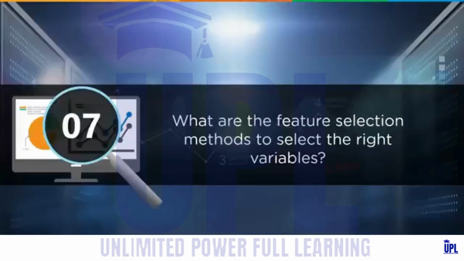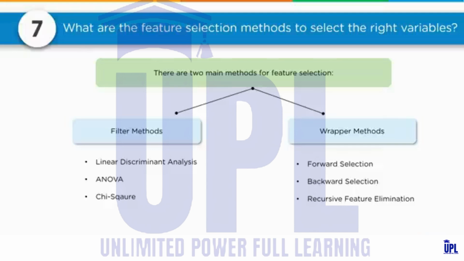What are the feature selection methods to select the right variables? There are 2 main methods for feature selection: filter methods and wrapper methods. Before we discuss the 2 methods real quick, the best analogy for selecting features is: bad data in, bad answer out. So when we're limiting or selecting our features, it's all about cleaning up the data coming in so it's cleaner and more representative of what we're trying to predict.